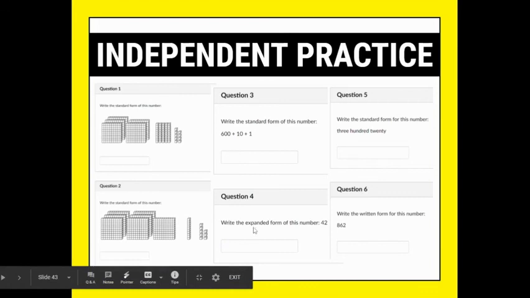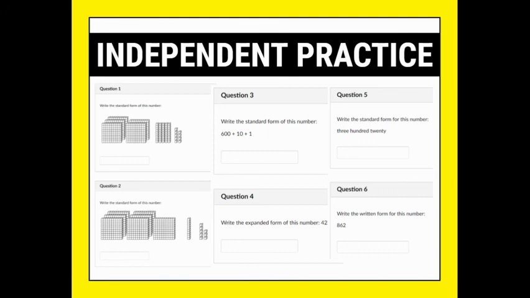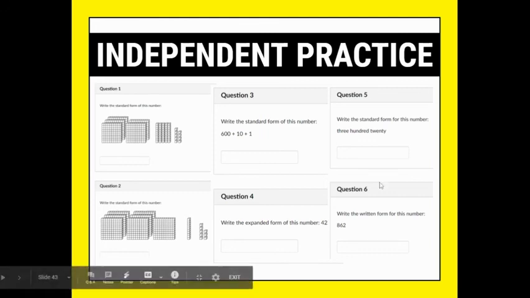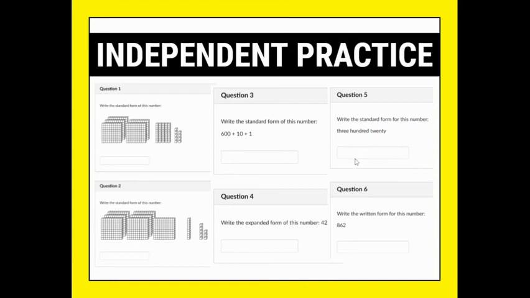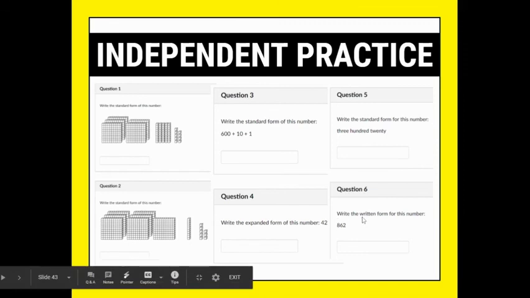The next one, it says write the expanded form of this number. So this number is going to be in standard form, and now you're going to have to write the expanded form. So that's where you write how much each place value is worth with those plus signs in between. And the next one, it says write the standard form for this number. So here is this number written out, and you have to tell me just in numbers and in digits, what is that number? And the last one, it says write the written form for this number. So I have the number 862, so you're going to write that in words in that box.